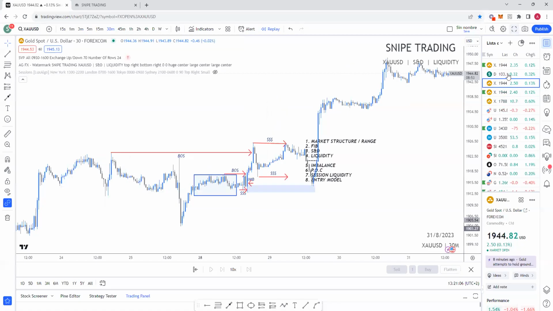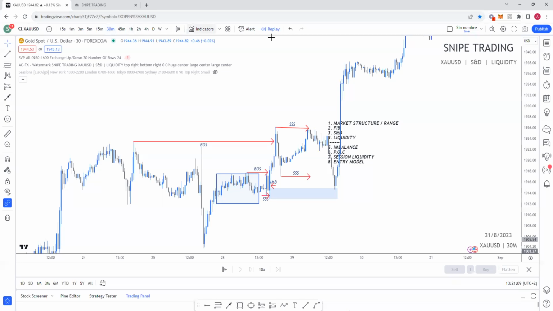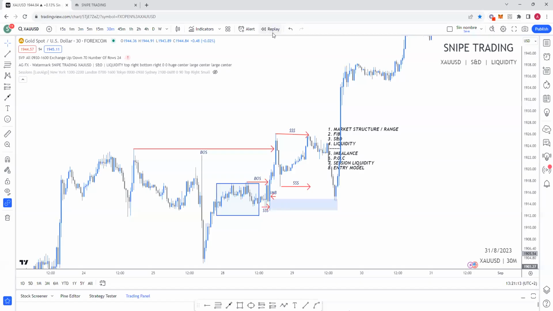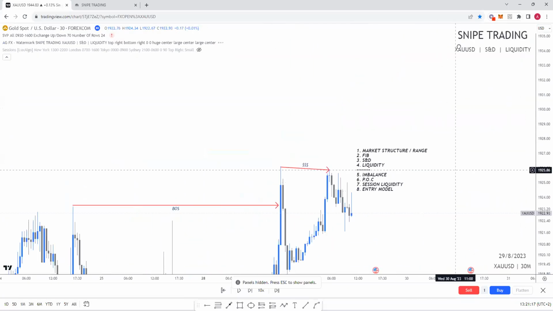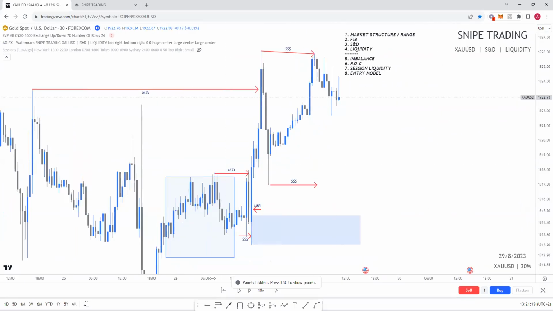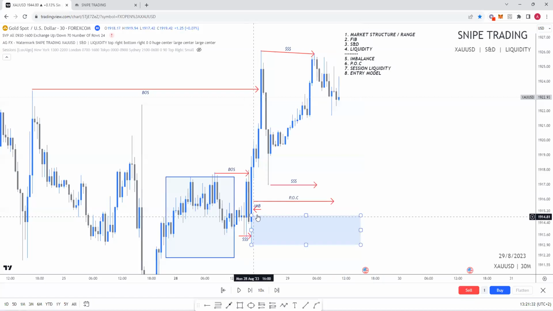If we go to this chart, remember 1915.8 was where the point of control was. So if we just mark out the 1915.8, the point of control was more or less somewhere here. This is where the point of control was.